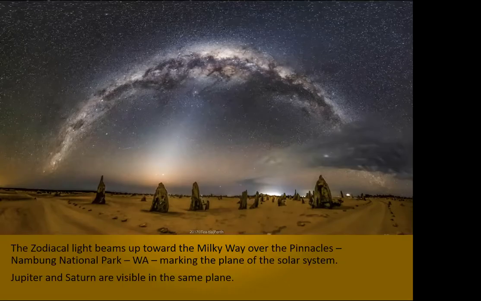So what causes this phenomenon is dust in the plane of the solar system. All little tiny bits of dust all orbiting around the sun in the same way that the planets do, and pretty much in the same plane.